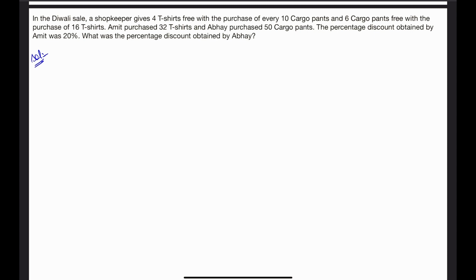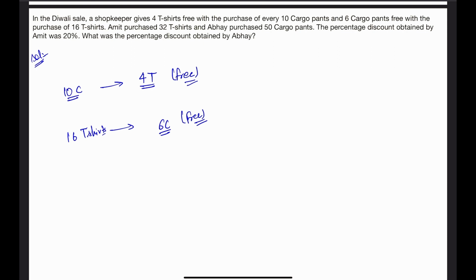So the shopkeeper is giving 4 t-shirts free on every 10 cargo. This is free. Okay. And 6 cargo pants free with every purchase of 16 t-shirts. Okay. So if you purchase 10 cargo, you will get 4 t-shirts free. If you purchase 16 t-shirts, 6 cargo free.